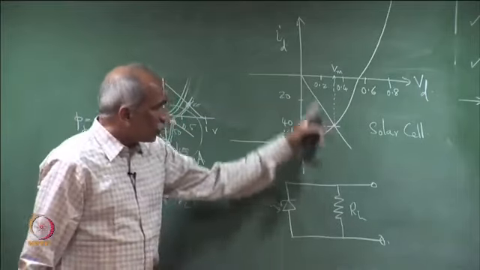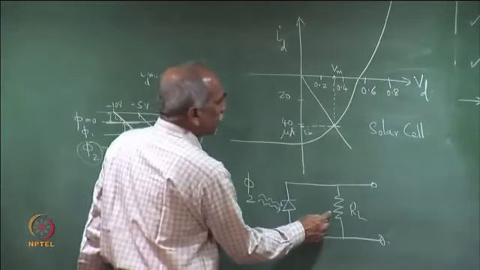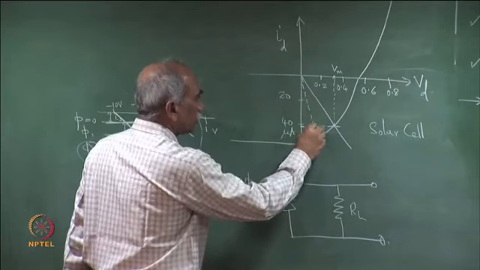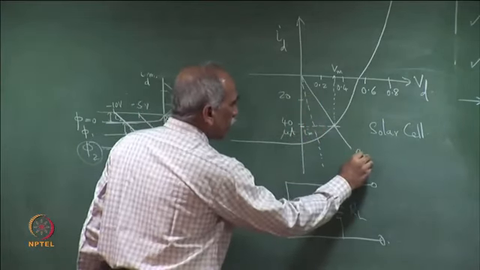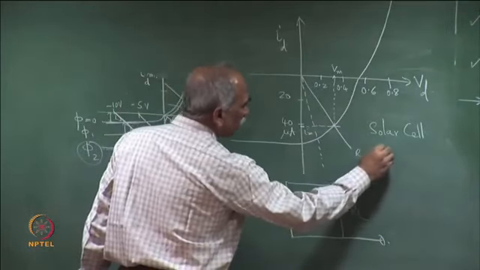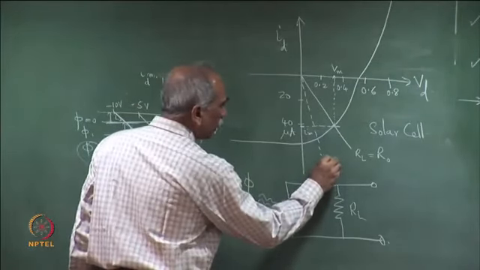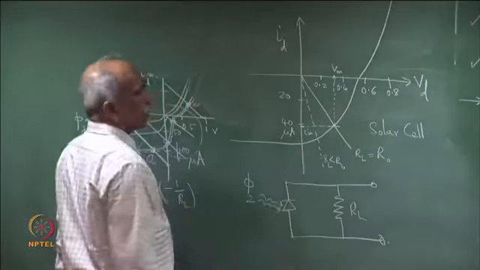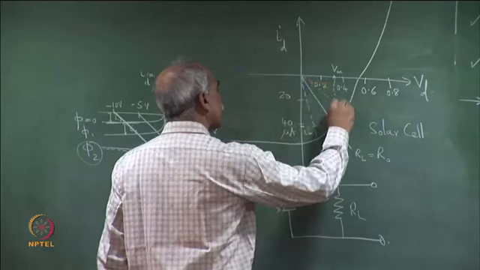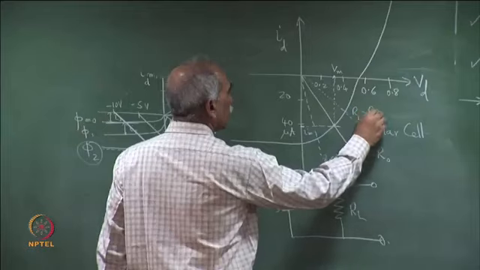Obviously, this slope is 1 by R L depending on the choice of R L. If I use a smaller R L, we will have a load line which is like this. Let us say R L is equal to R 0, some number, then this will be R L less than R 0, and if I use a larger resistance, then this will be the load line corresponding to R L greater than R 0.